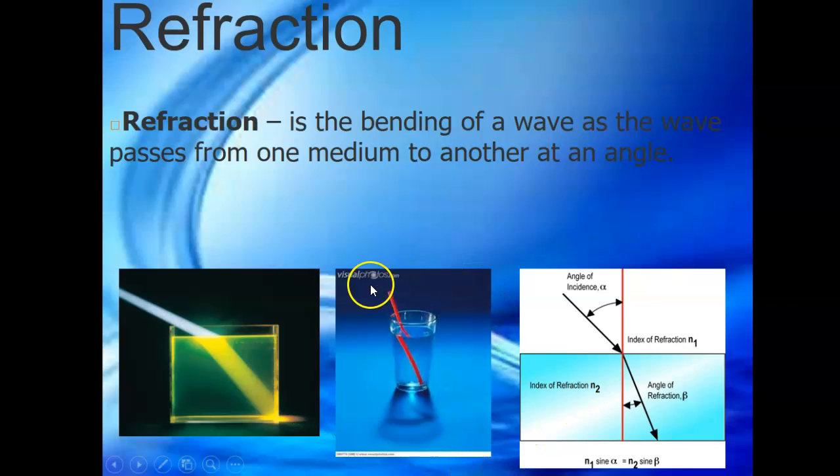We can also see refraction here as we look at how the straw appears in the water, as that wave bends in the water. So this is the angle of incidence. This is where the wave is hitting. And then the angle of refraction is what we actually see as it goes through.